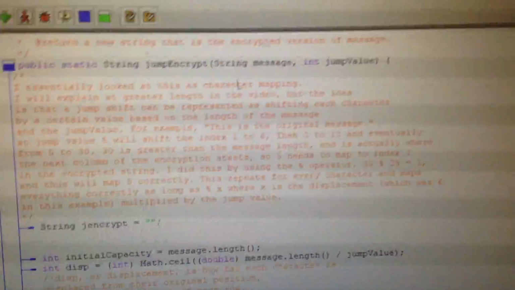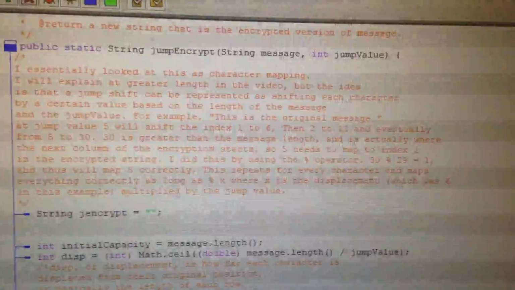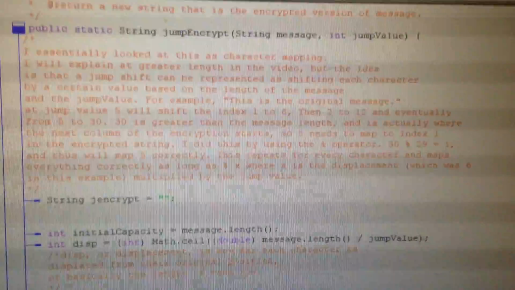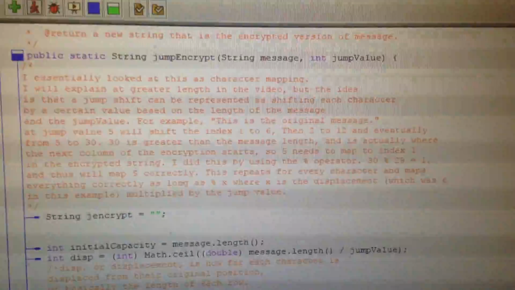Okay, jump encrypt is... I explain it pretty well in the comment because I'm worried I won't be able to cover my algorithm too in depth with the amount of time I have here. But basically, you're just taking a message and you're encrypting it into a table of values. So if this is the original message and you have a jump value of 5, you end up with a table that looks like this.